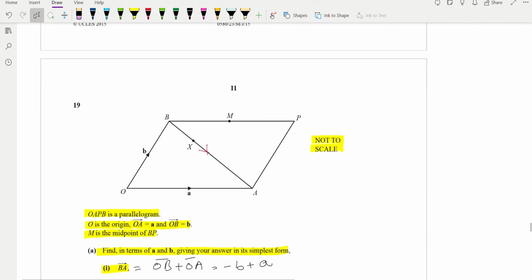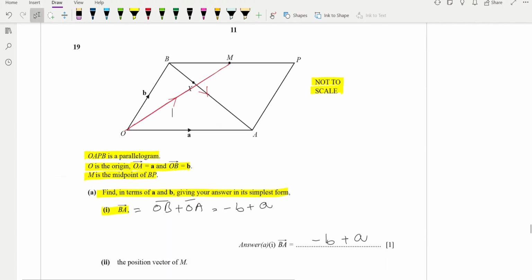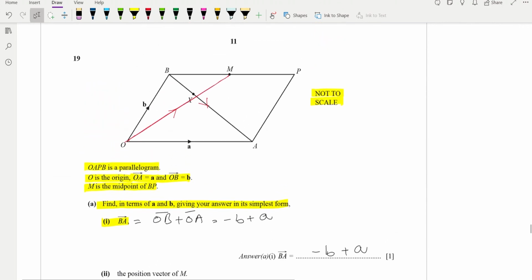And now the position vector of M. For the position vector of M, we can draw a line. This will be the line, and OM will be in this direction, as they're asking for the position vector of M. M is the midpoint of BP, and it's a parallelogram. So this side is also A, and this will be A by 2, and this will also be A by 2.